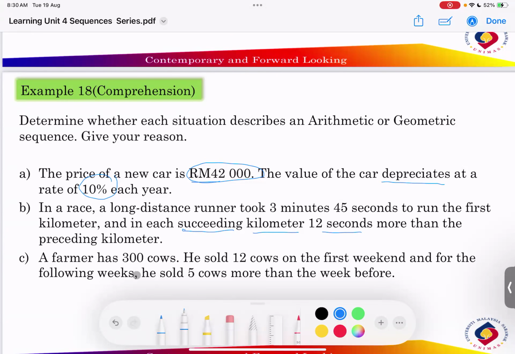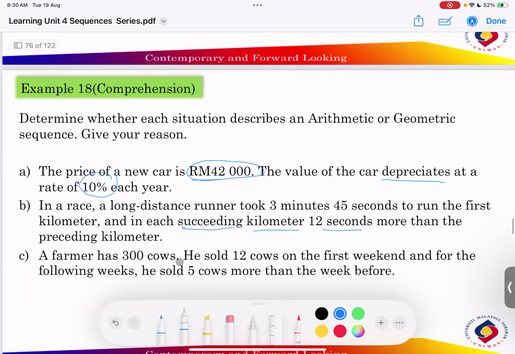And C, a farmer has 300 cows. He sold 12 cows on the first weekend, and for the following weeks, he sold 5 cows more than the week before. Okay, I would like to give you 30 seconds to think about the answer for these 3 questions. Is it an arithmetic or geometric sequence? Focus on the patterns of this question.